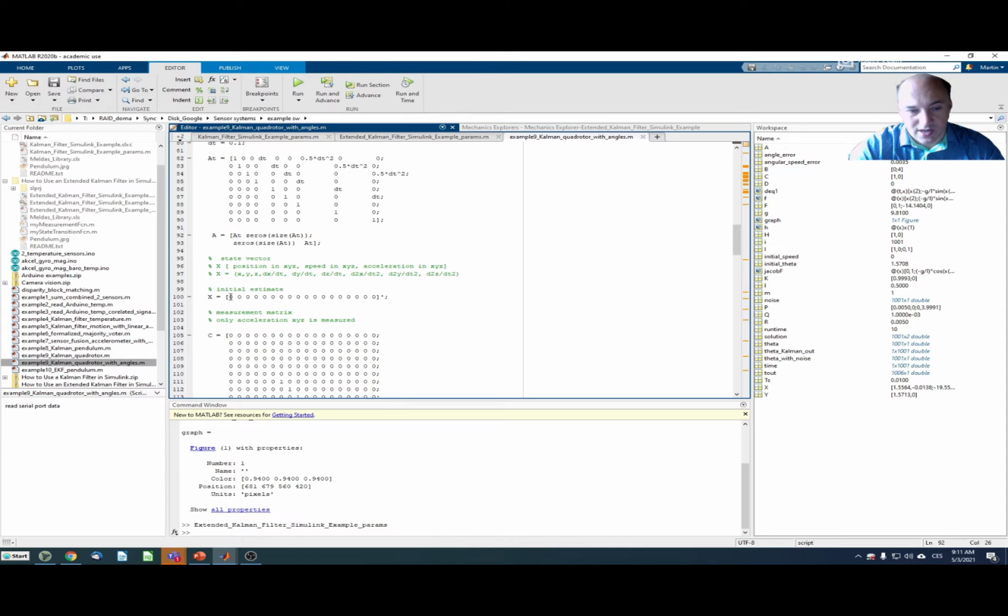And then I'm defining the initial estimate of my state vector, and you see that I'm defining initially that all is 0. So all zeros is my estimate. I estimate 0 position, 0 speed, 0 acceleration. So I'm moving from standstill.